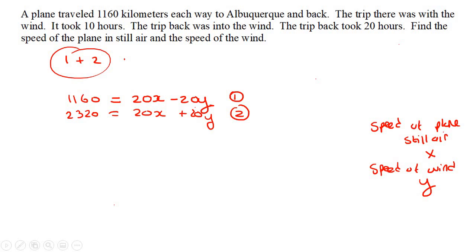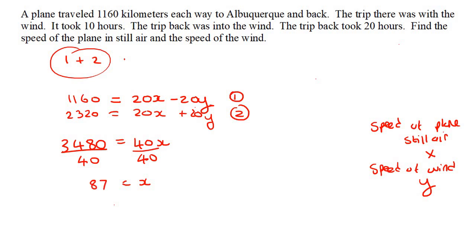So we're going to say 2320 plus 1160, and that's going to give us 3480. And then the 20 and the 20 will be 40. And then minus 20 plus 20, that cancels out to 0. So now we can just divide both sides by 40, and we can get x by itself as 87.